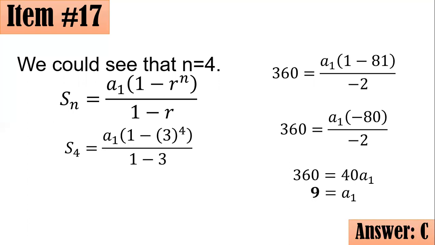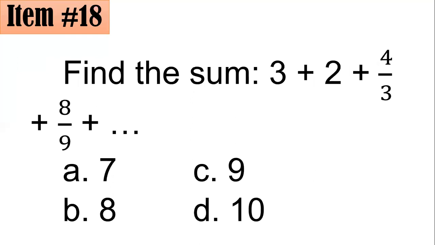Okay, so far so good. 18. Find the sum of 3 plus 2 plus 4 thirds plus 8 ninths plus and so on. Is it 7, 8, 9, or 10? You could see from here that the terms are decreasing in terms of absolute value, and that the absolute value of your common ratio is what? Is 2/3, right?